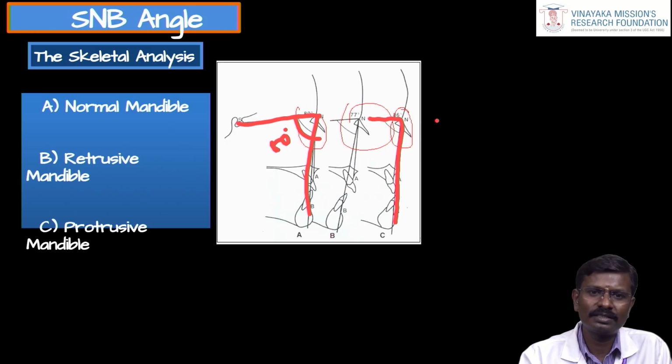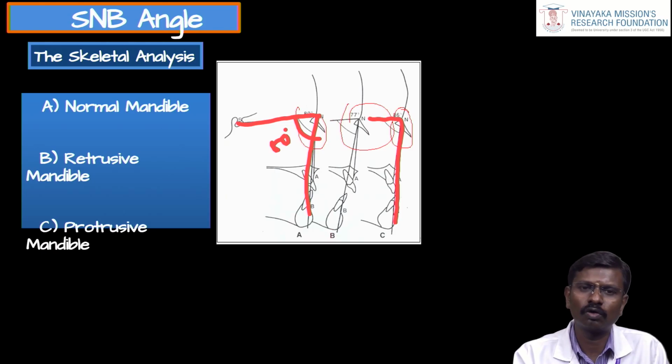Based on the SNA and SNB angles, we will come to a conclusion whether the maxilla is at fault or the mandible is at fault. Based on the growth of the patient, we will decide the treatment plan, whether the patient is growing or non-growing. If the patient is growing, we can go for growth modification appliances. If the patient is a non-grower, we have to assess how much growth is left or whether all the growth is completed. Then we have to plan for a surgical correction, orthognathic surgery.